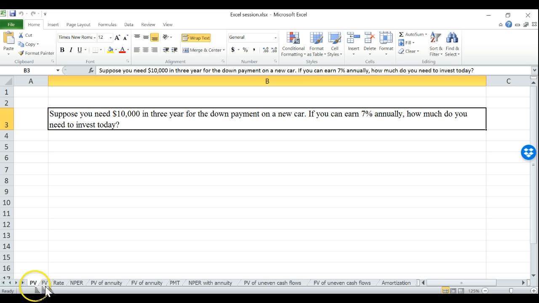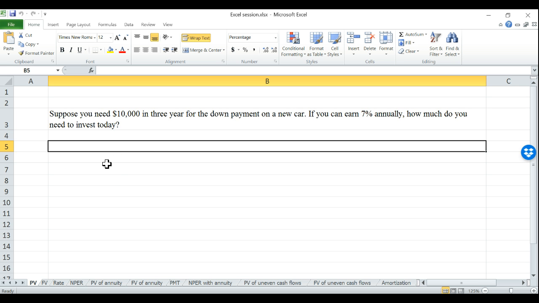There is this Excel file which has a tab for every different function that we are going to use, and I'm going to post this file separately for you so you can take a look at it even outside the video and play around with it if you want. The first tab we have is present value. So we're trying to find the present value.